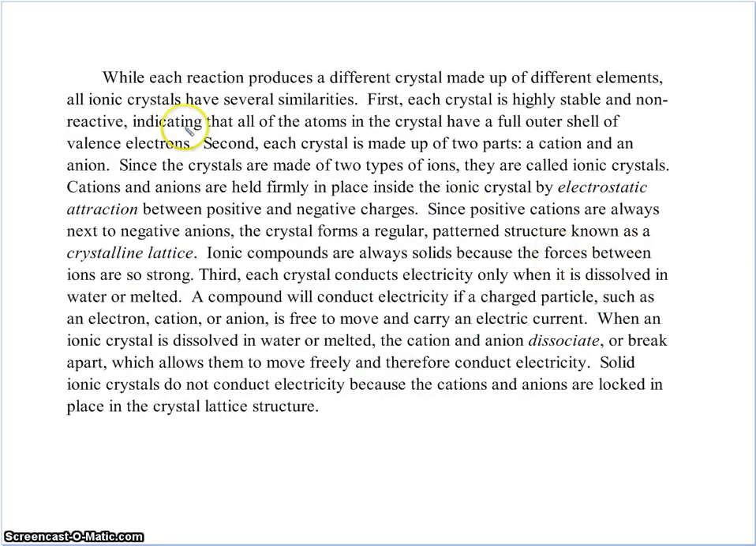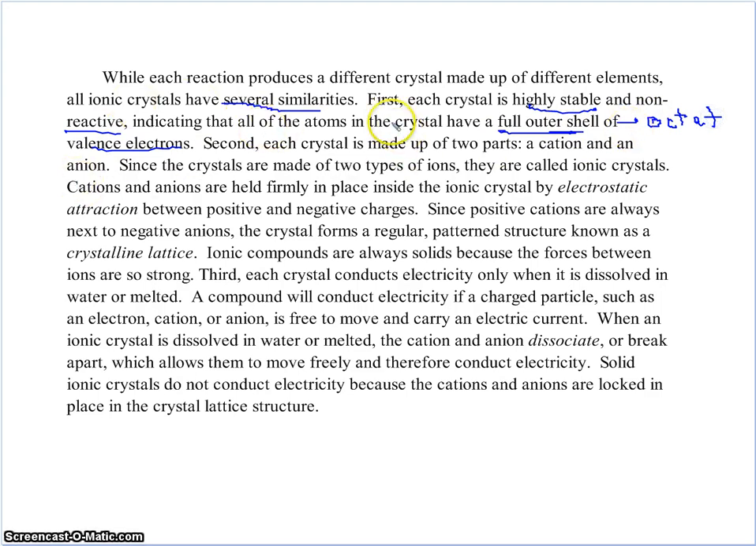Okay, what's this say? While each reaction produces a different crystal made up of different elements, all ionic crystals have several similarities. First, each crystal is highly stable and non-reactive, indicating that all atoms in the crystal have a full outer shell of valence electrons. So they all have their octet.